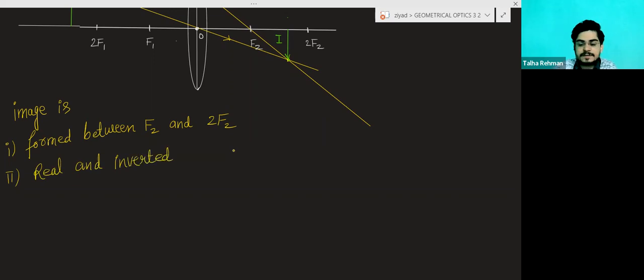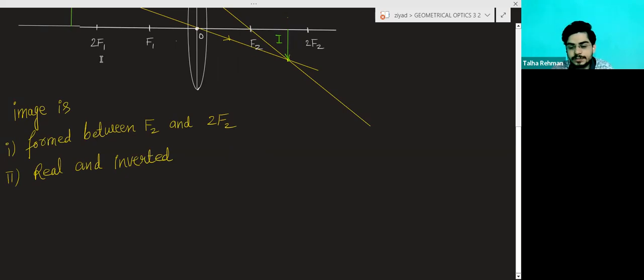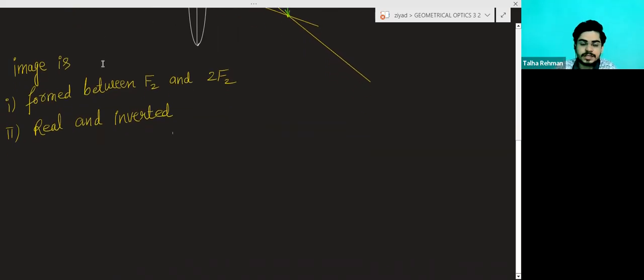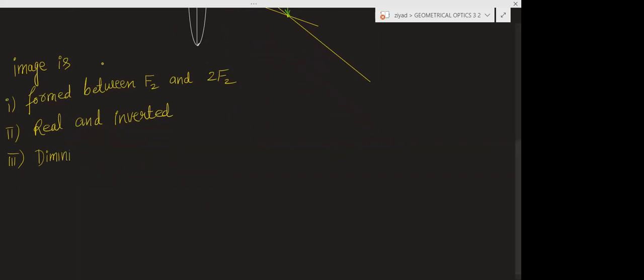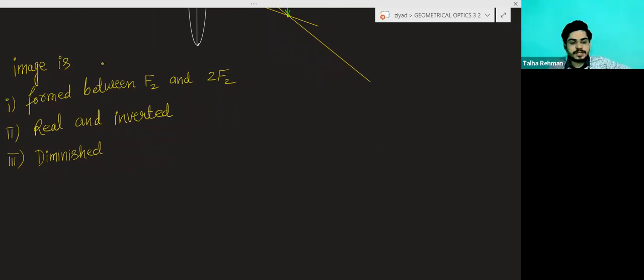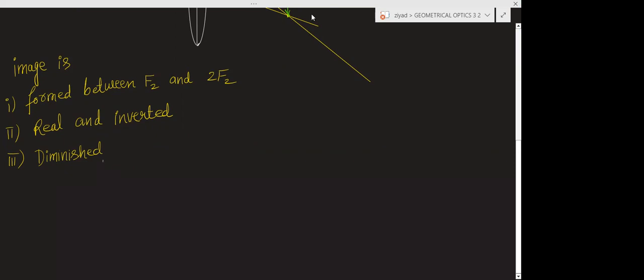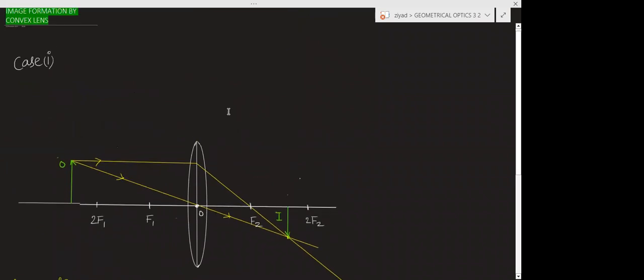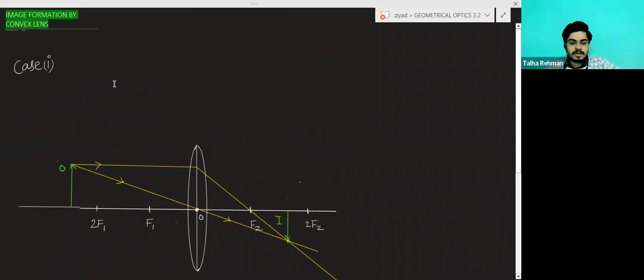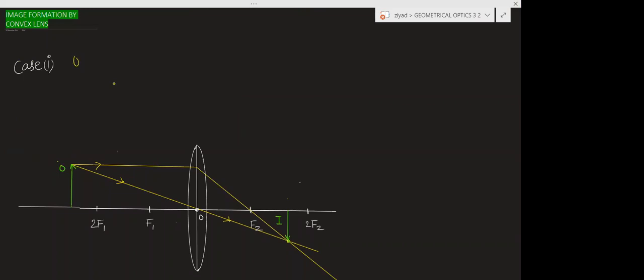And it is smaller in size than the object. The other name for smaller than the object is the diminished image. So what is the meaning of diminished? The image is smaller than the object. This is case number one, and case number one is the object beyond 2F1.